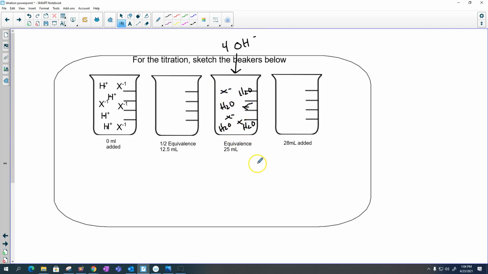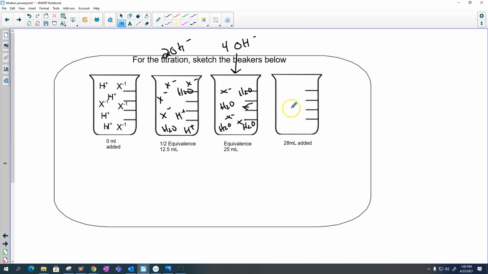Okay, and then halfway would be at 12.5, which means I add 2 of my hydroxides. So I'd have 2 waters. And then I knocked out 2 of those, so there's still 4 X's, 1, 2, 3, 4, but I still have 2 H's left over, H plus and H plus. And notice that I now have half of my original stuff gone. So of my original acid, I have half of it left.